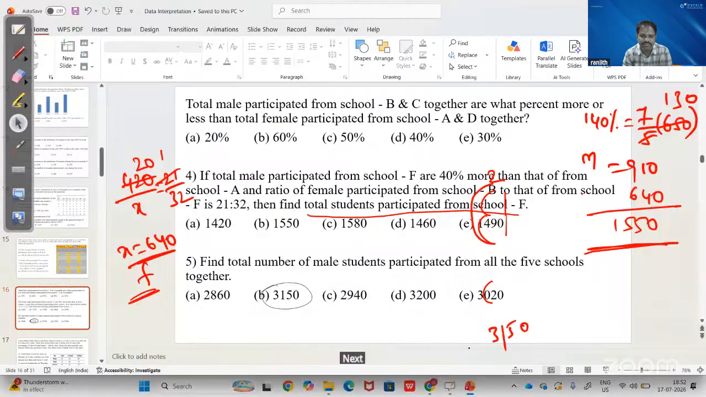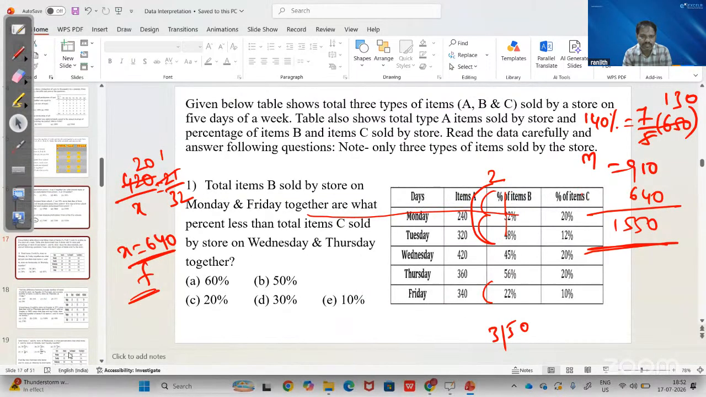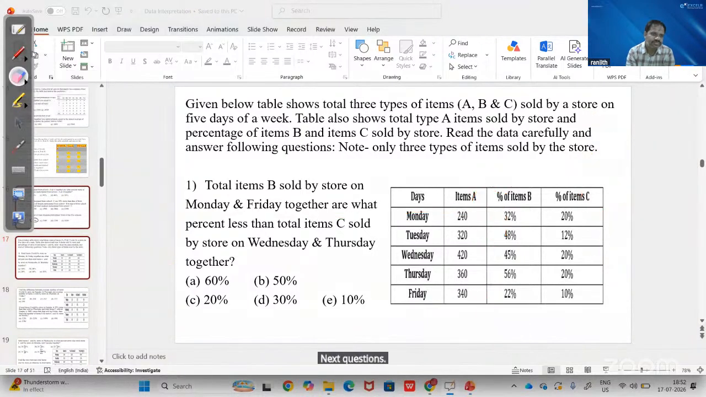Next. Next questions. Just read the question properly, you'll get the answers.